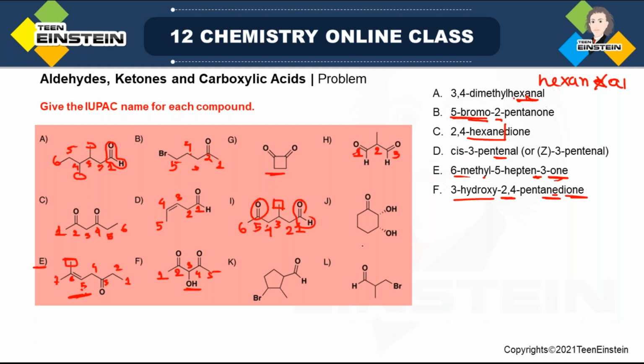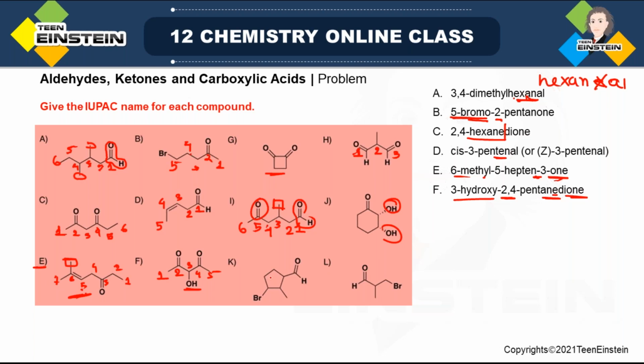Next compound, again a ring structure, we have 2-hydroxy, but these two are actually substituents, right? So cis-2,3-dihydroxy and hexanone. We have only 1 keto group, so hexanone. Sorry, it is cyclohexanone, not normal hexanone, because it is a ring structure.